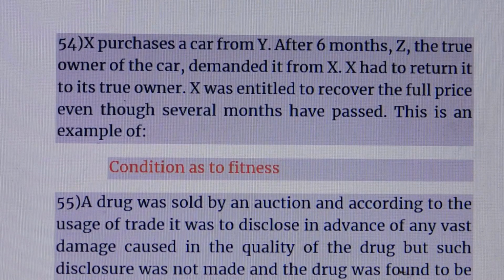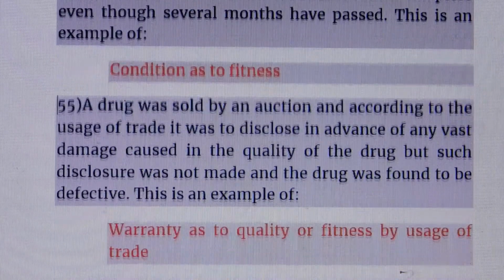Question number 54. X purchases a car from Y. After 6 months, Z, the true owner of the car, demanded it from X. X had to return it to its true owner. X was entitled to recover the full price even though several months have passed. This is an example of. Answer is condition as to fitness.